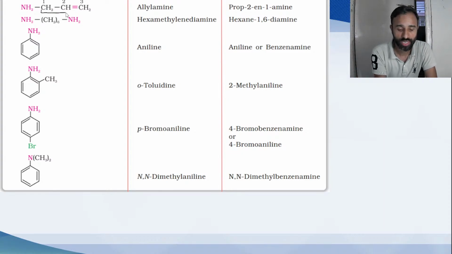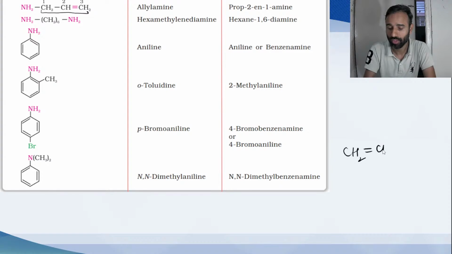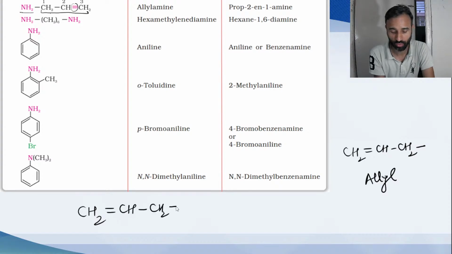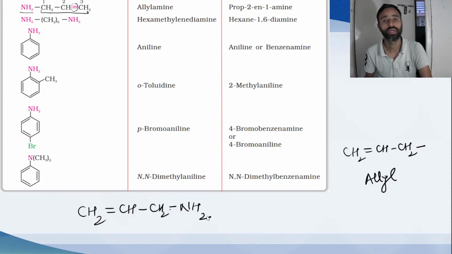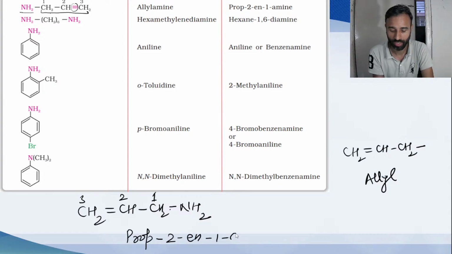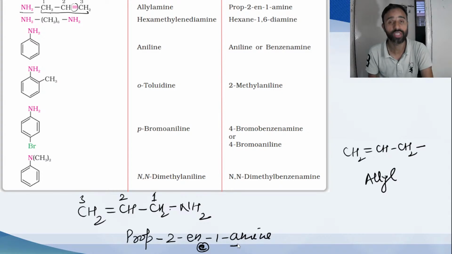Next part. What is the name of this group? CH2=CH-CH2, called allyl group. So this is allyl amine, or IUPAC name: prop-2-ene, double bond is at position 2, 2-ene and 1-amine. Because when we have a double bond as well as a functional group, the lowest number is given to the functional group. Functional group is NH2 and then double bond. So root is prop, double bond so it is ene, and 1-amine. The e of ene is removed because next is also a vowel.